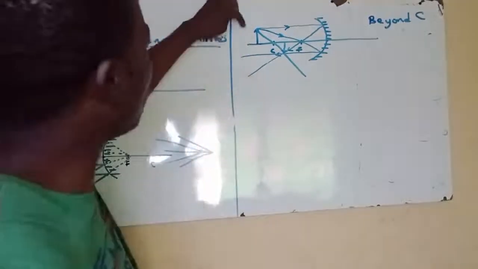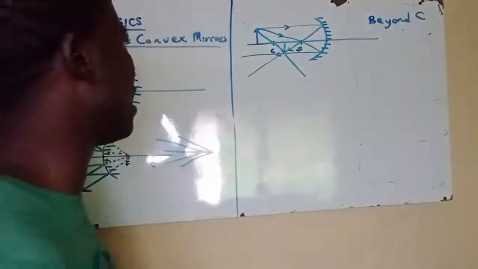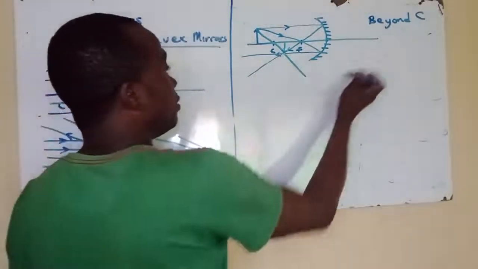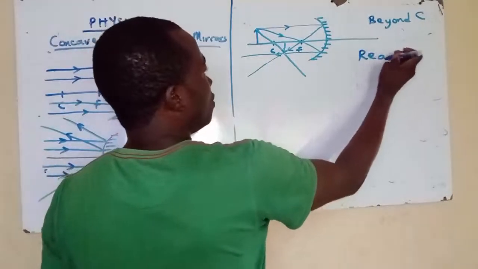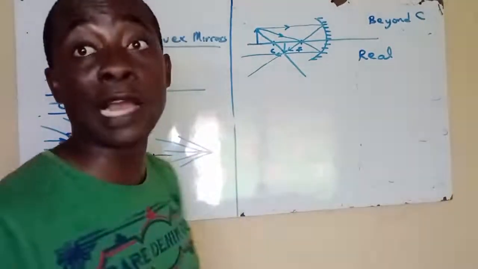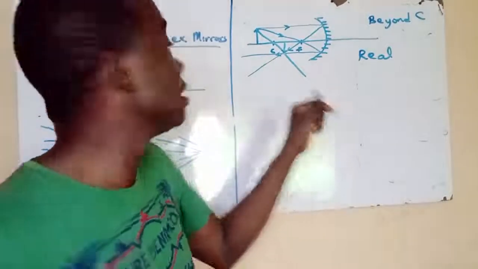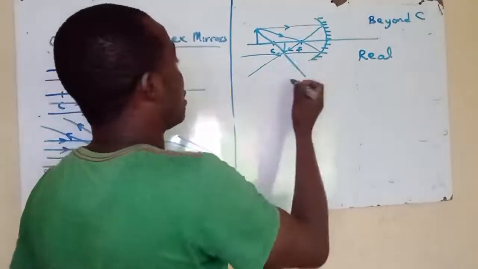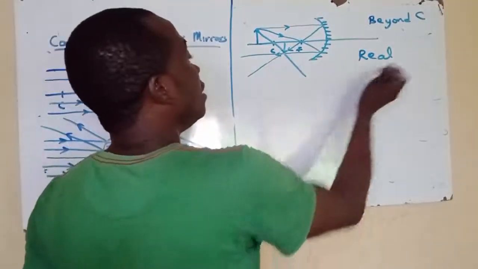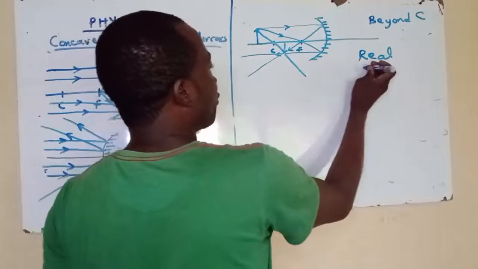So the image is located here. What is the nature of this image? The image will be real. It's a real image. That is, we can get it on the screen. We can easily see it on the screen.